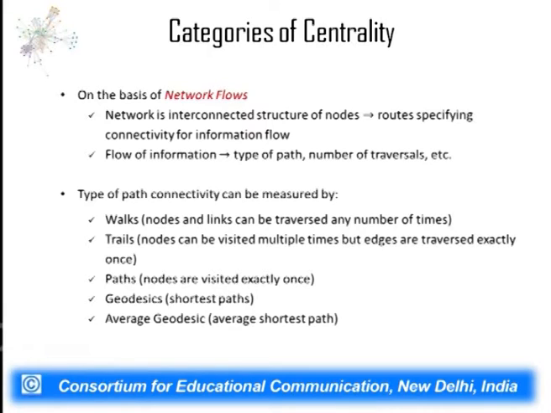And then we have paths. In paths, both nodes and edges cannot be traversed more than once. Geodesics are nothing but shortest paths. And average geodesics are the average shortest path in the network. For example, if two stations want to communicate our packets, and we are interested in communicating in a manner that involves the least amount of delay, then geodesics come into the scene.